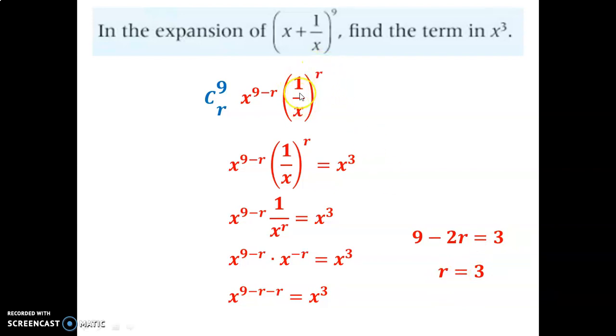And if the b portion has an exponent of 3, then that means we're talking about the fourth term, because remember the b power is always 1 less than the term number. So we've answered the question. This is term number 4. Term number 4 contains the x cubed. And that's all we had to do here.